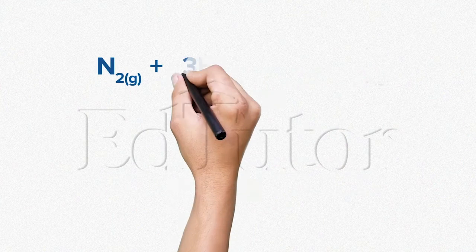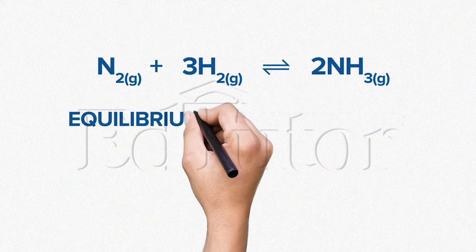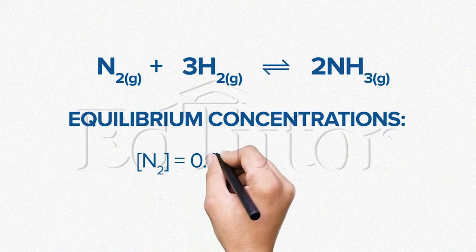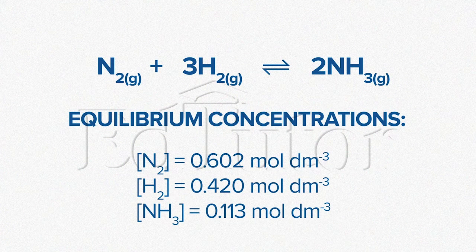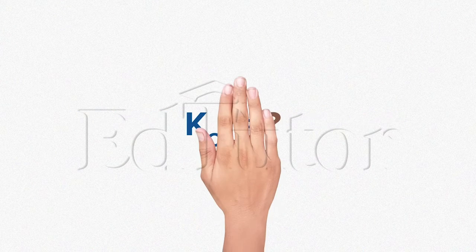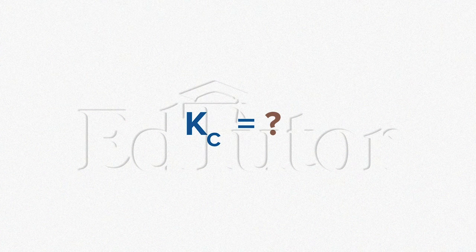We observe the concentration of nitrogen, that is 0.602 mole per decimeter cube. Concentration of hydrogen, that is 0.420 mole per decimeter cube, and the concentration of ammonia, that is 0.113 mole per decimeter cube. All are at equilibrium. Let's start by writing the Kc expression.